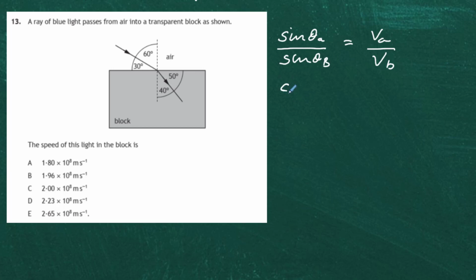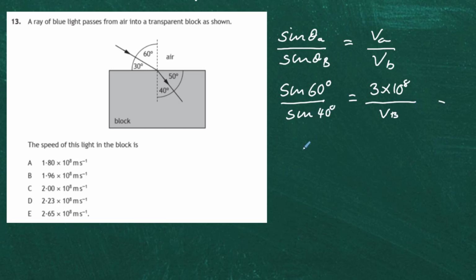We can say that sine theta in the air is going to be 60 degrees. It's always between the normal and the ray of light, divided by sine theta in the block, which is going to be 40 degrees, because it's always between the ray and the normal. That equals the speed of light in the air, which we take to be 3 times 10 to the power 8 meters per second, divided by vB, and vB is what we're after, the speed of light in the block. So if we do sine 60 over sine 40, we're left with an answer of about 1.35. No units, it's dimensionless.